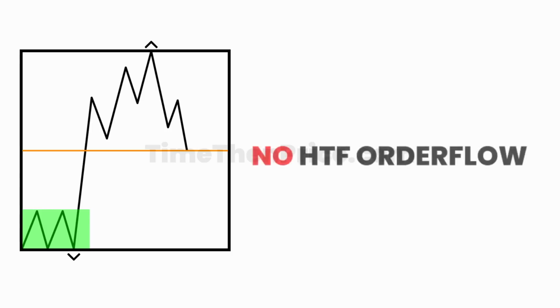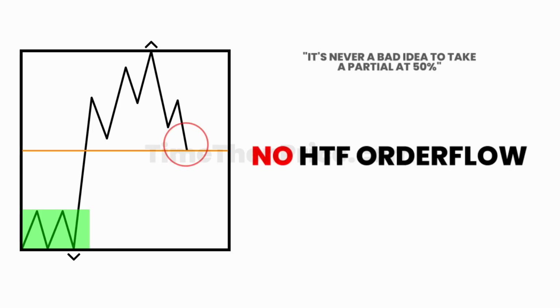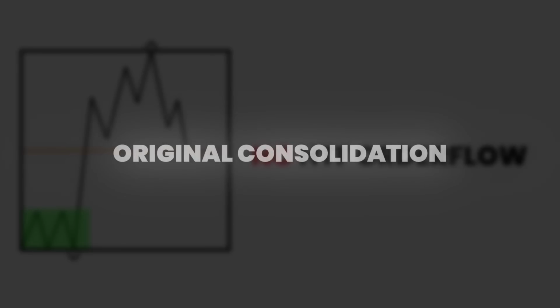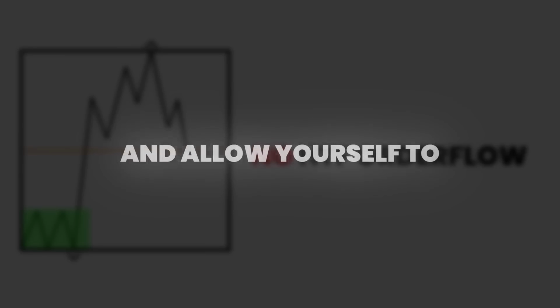If the higher time frame order flow is not clear, it's never a bad idea to take a partial right here. Especially when you're a newer student, I would suggest you to be content with partials along 50% of the market maker model. You slowly gravitate towards full pools in which you have the strong liquidity of the original consolidation and you anticipate it to get reached. That takes time, and allow yourself to grow into that.